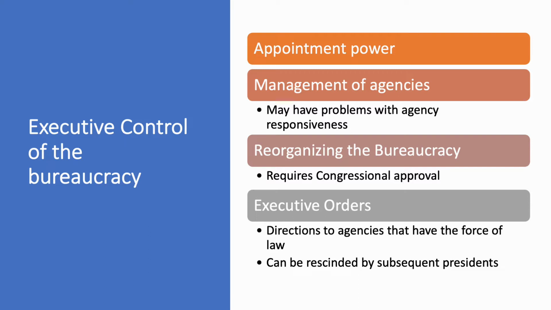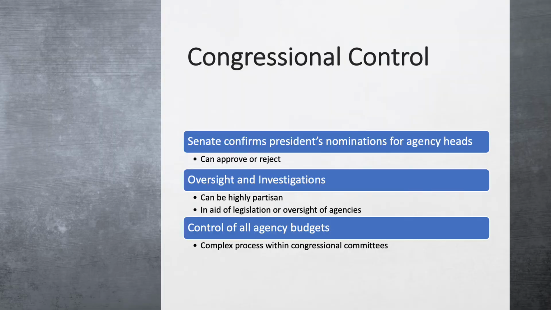But even though he supposedly is in charge of the agency, there are times when he can't control it as directly as he would like to. And that is true of all these agencies and any president. They can't really control them as much as they might like to. Another means of executive control is reorganizing bureaucracy. It can be reorganized, and normally that will require congressional approval, legislation to do. And presidents can also issue executive orders, which are basically like directions to agencies that have the force of law, but that can be rescinded by subsequent presidents.